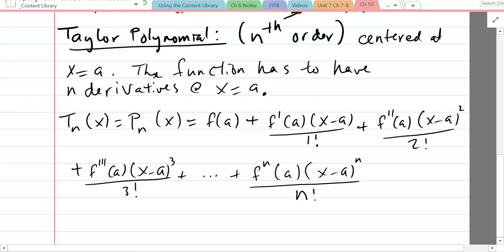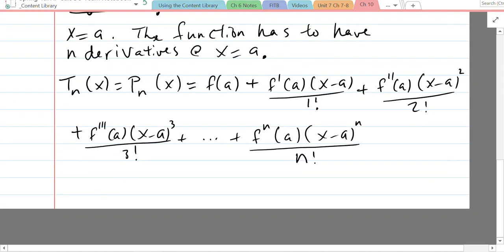And if you add enough terms, and that's where we get into whether it is a good enough approximation, you can approximate a function to a certain error, and we'll figure out how to do that later. But basically you want to do enough derivatives in order to get your approximation close enough. And this is the nth order.